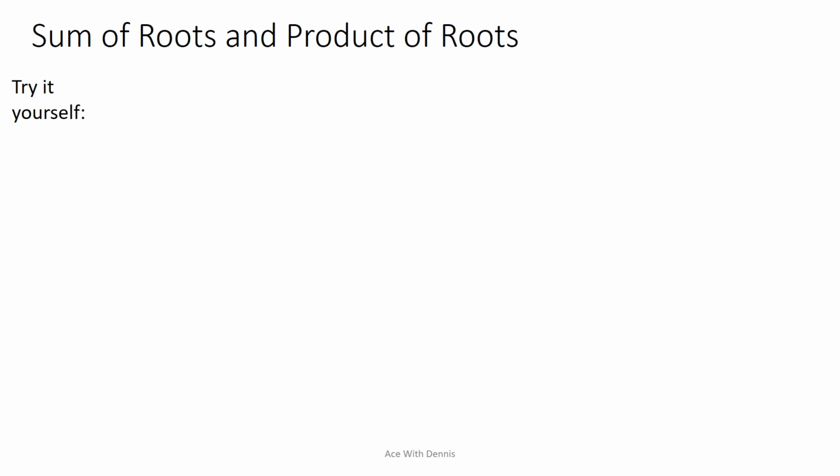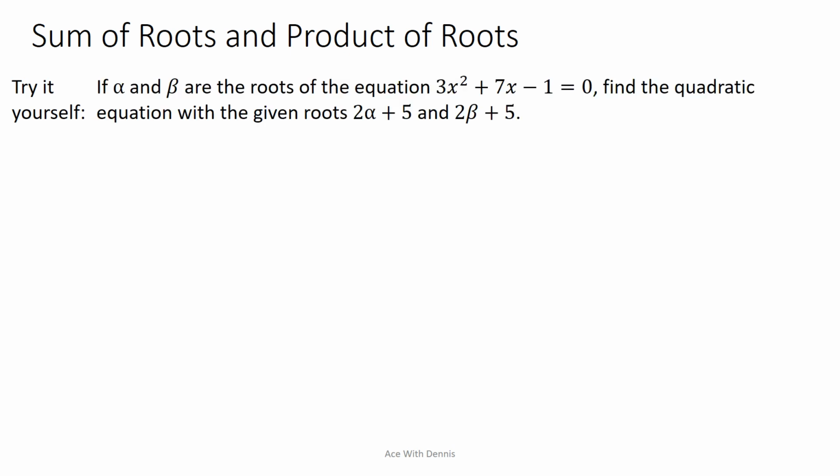Now you can try this example yourself. If alpha and beta are the roots of the equation 3x squared plus 7x minus 1 equal to 0, find the quadratic equation with the given roots 2 alpha plus 5 and 2 beta plus 5. You can pause the video and try to do it yourself. The answer is 3x squared minus 16x plus 1 equal to 0.